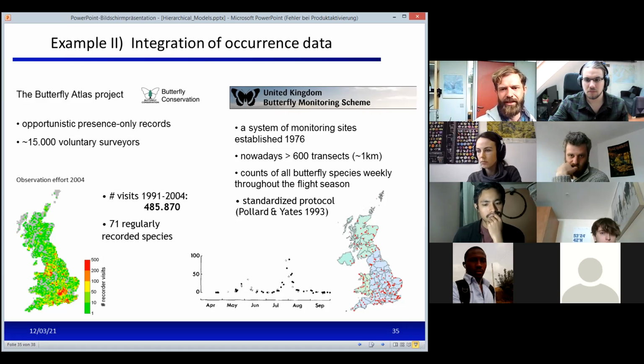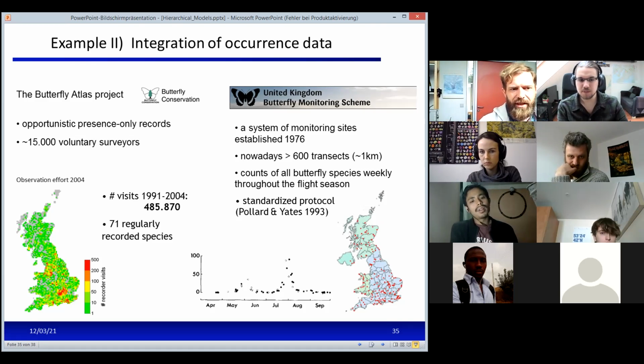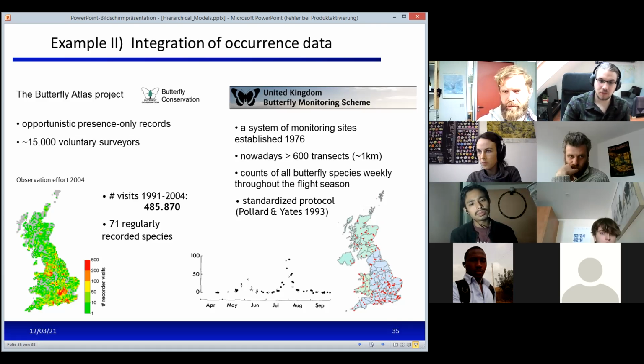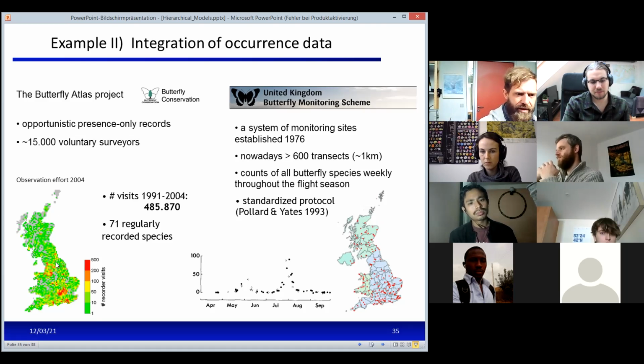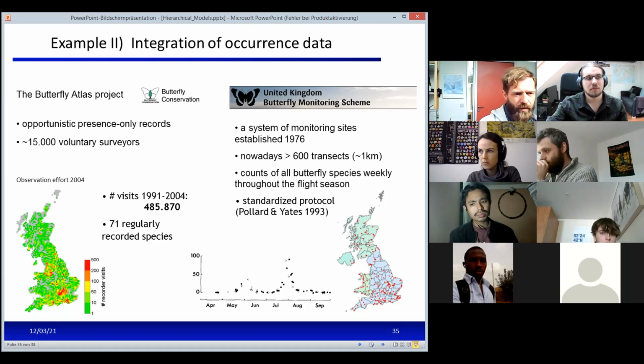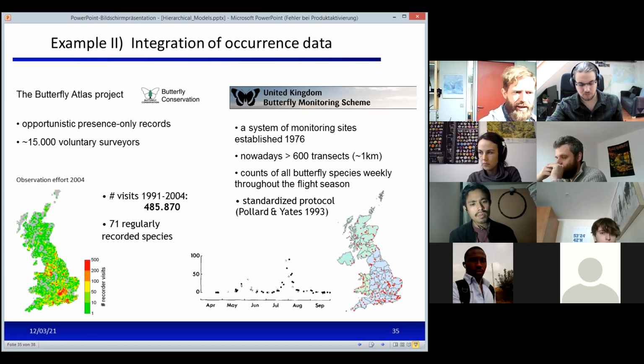So it doesn't follow any particular sampling protocol, but it generates a very huge data set where, in the time we analyzed, from 1991 to 2004, there were about 500,000 of these species lists that people recorded and sent in. These records have quite some variation in their spatial coverage, but overall a very large spatial extent. We get these records from all over Britain, although there are some hotspots, mostly in more densely inhabited areas.